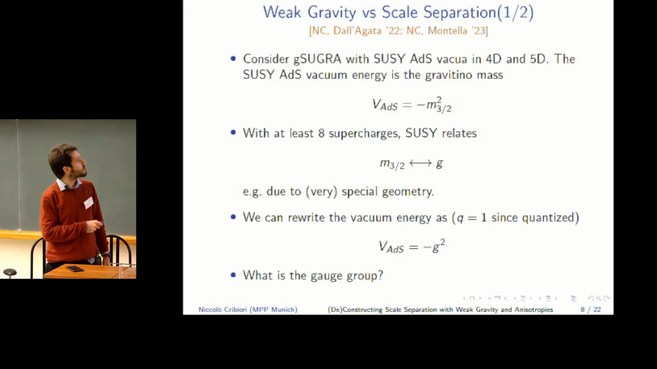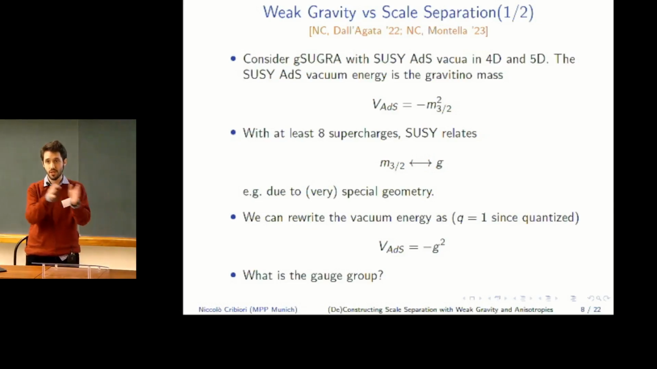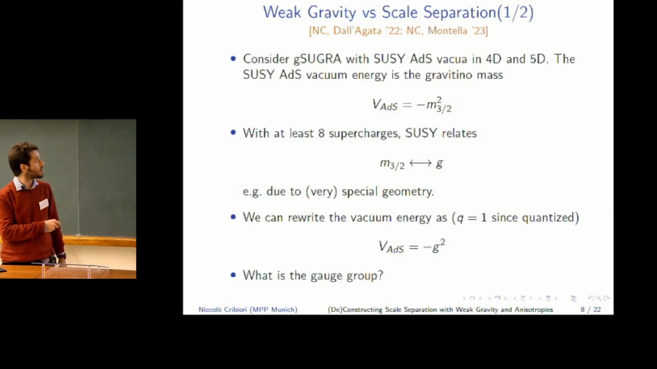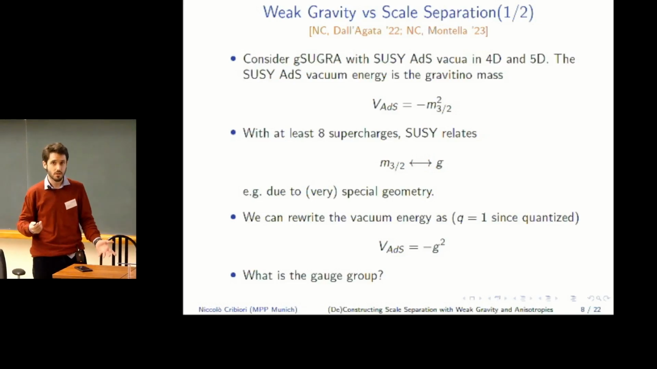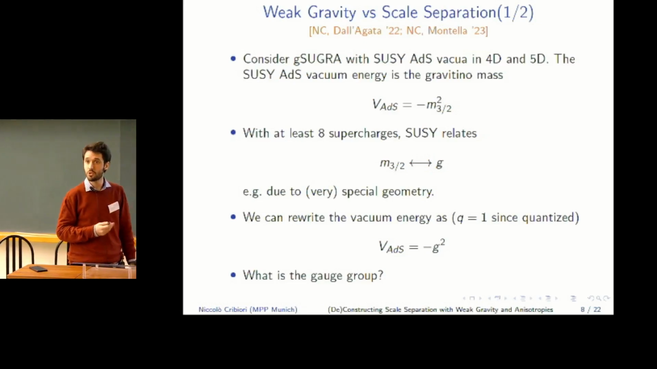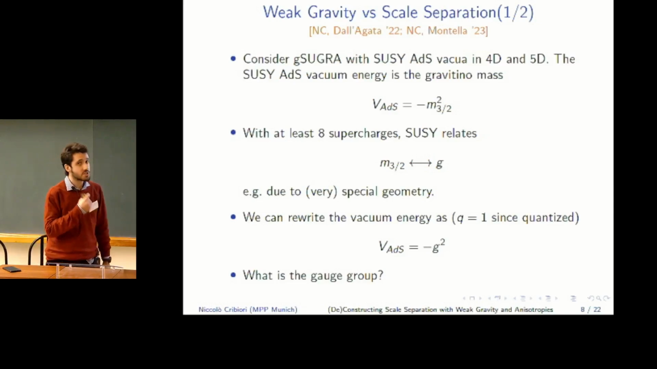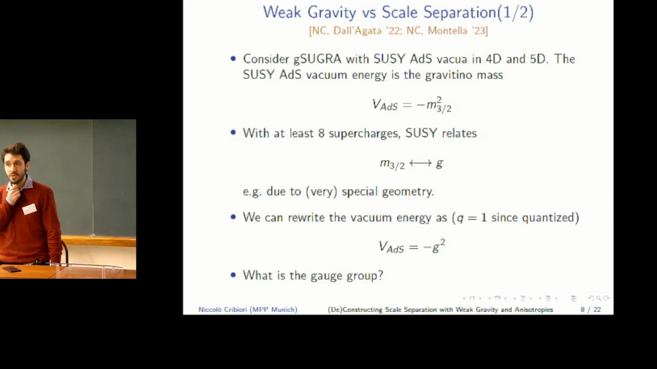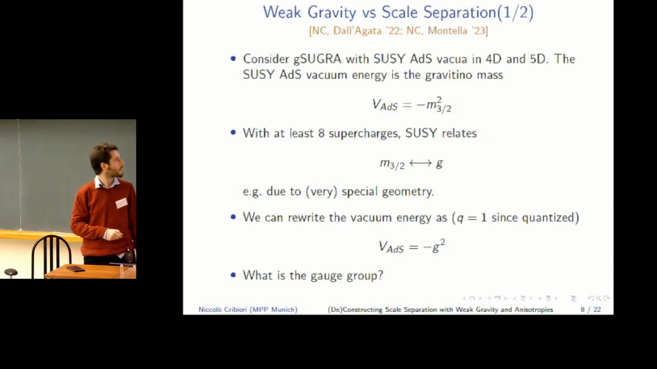Then you need 8 supercharges at least, because with 8 supercharges at least, you can trade the gravitino mass for some function of the gauge coupling. So you go from the gravitino mass sector essentially to the gauge coupling sector. And you cannot do this with 4 supercharges because you have a superpotential, and in general this might not be true for a superpotential from a purely bottom-up perspective. In particular, for N equal to 2, so 8 supercharges in 4 and 5 dimensions, you have to use what is called special geometry or very special geometry, and it's not a big deal to work out the precise relation, and you can show it very explicitly.